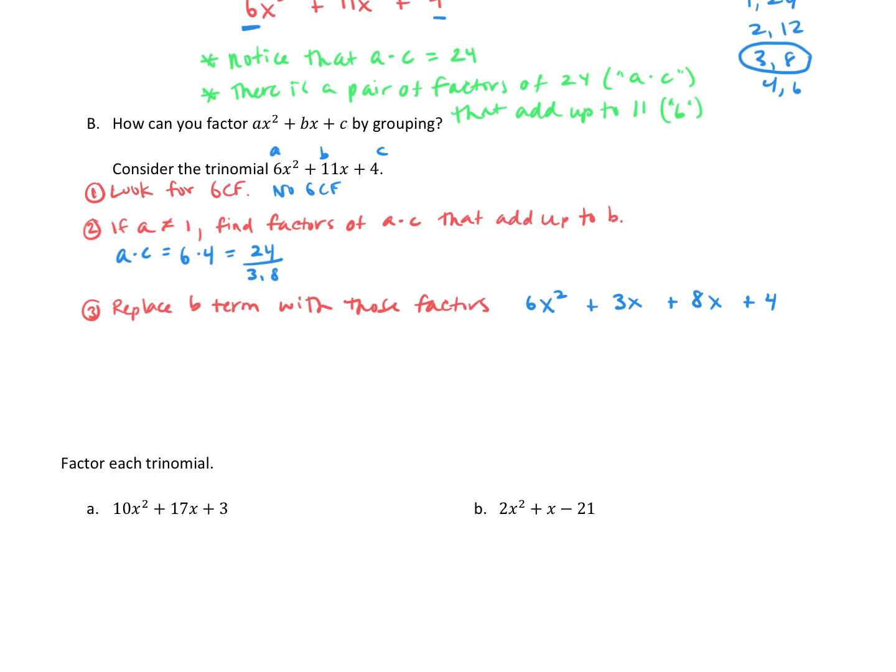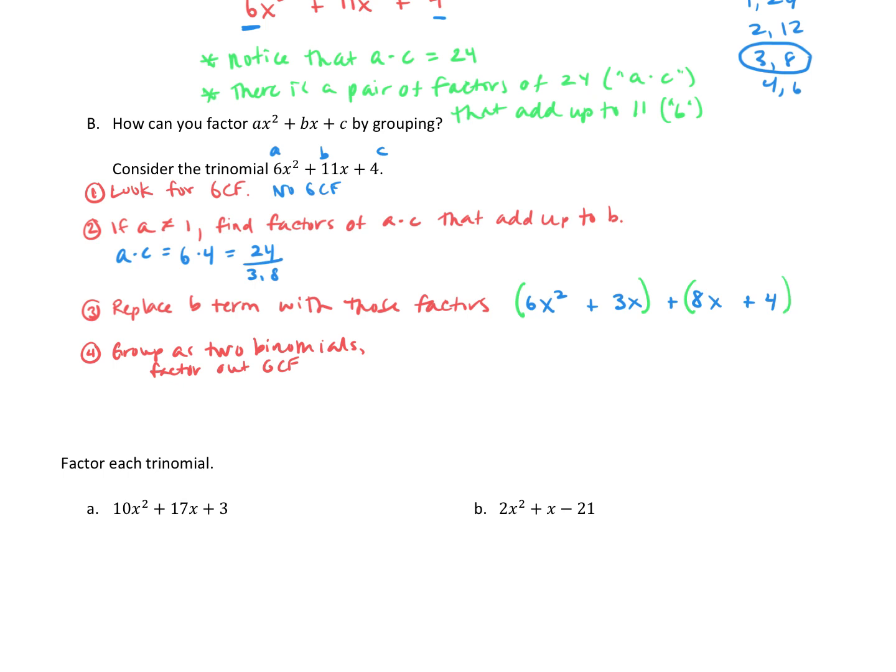All right, so now step 4, we're going to group as two binomials and then factor out the GCF. So here's what that's going to look like. We've got 4 terms. This is why it's called factor by grouping, because we're going to group those two together as a binomial and group these two together as a binomial.